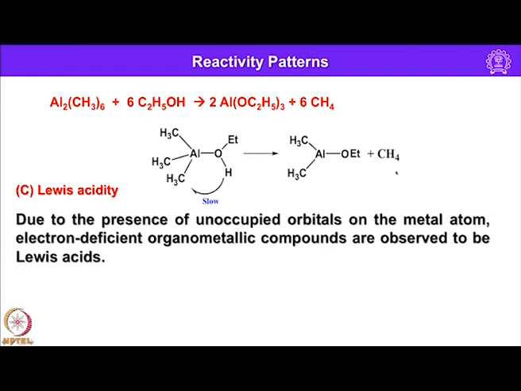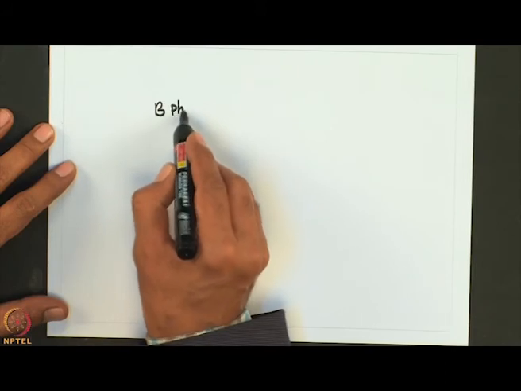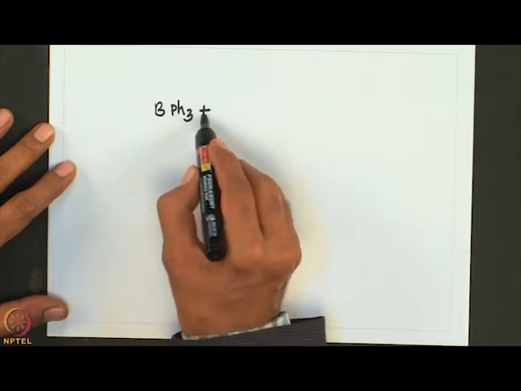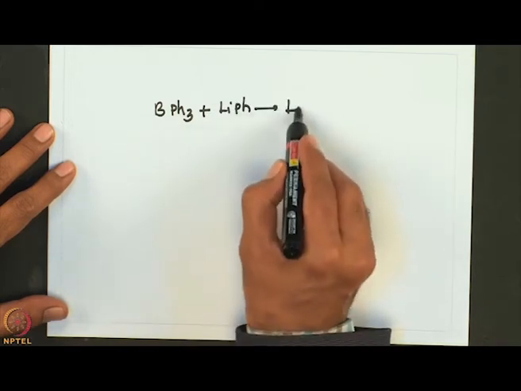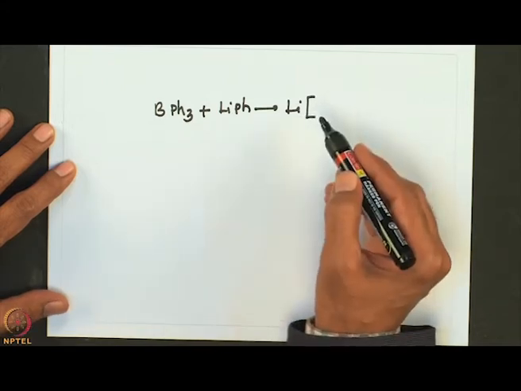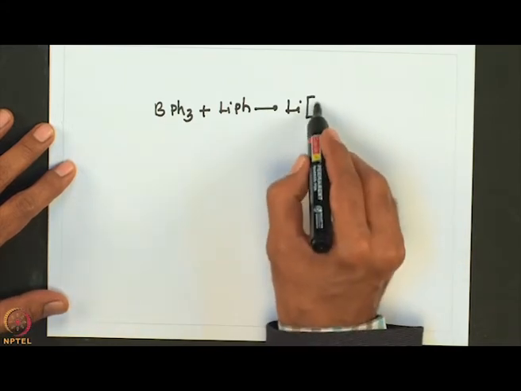Another one is the Lewis acidic nature of organometallic compounds. Due to the presence of unoccupied orbitals on the metal atom, electron deficient organometallic compounds are observed to be Lewis acidic in nature, or they perform as Lewis acids. So, let us look into the Lewis acidity of these compounds. For example, if I take triphenyl boron, if it is treated with phenyl lithium, it forms lithium tetraphenyl borate.